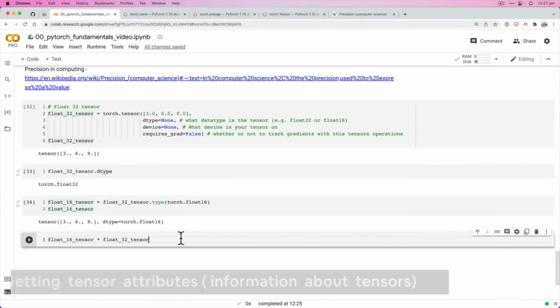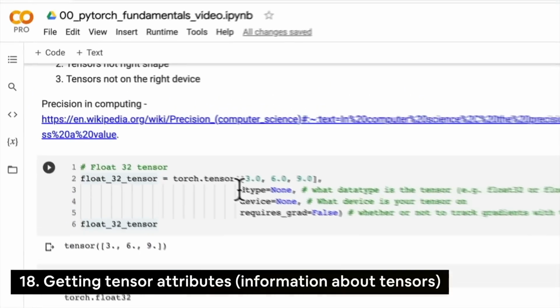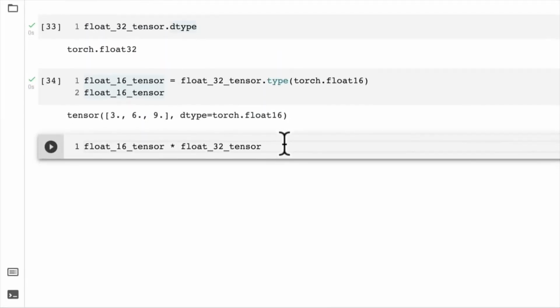Welcome back. In the last video, we covered a little bit about tensor data types, as well as some of the most common parameters you'll see passed to the torch.tensor method. And so I issued you the challenge at the end of the last video to create some of your own tensors of different data types, and then to see what happens when you multiply a float 16 tensor by a float 32 tensor.